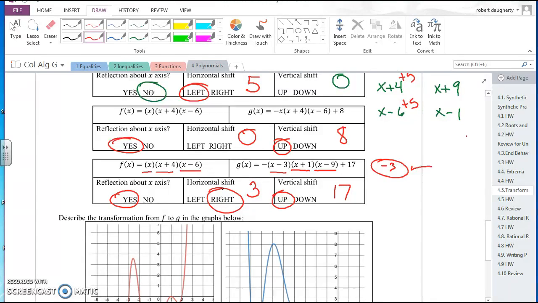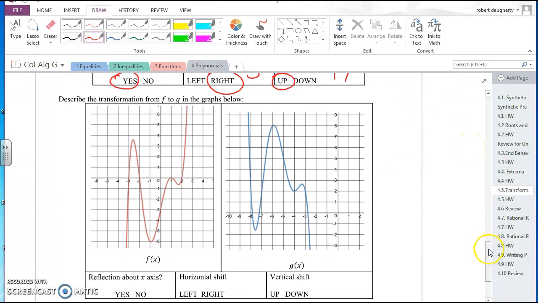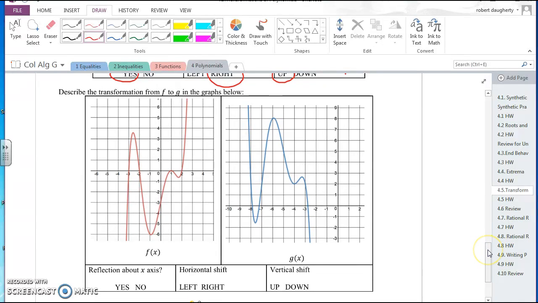So again, this should be an easier concept because you've seen it in the parent functions, so you should get it sort of right away. Let's continue on, and the next skill would be looking at a graph. So now what I'm asking you to tell me is look at the graph on the left, which is in red, and look at the graph on the right, which is in blue, and tell me what transformation happened to get me from the left graph to the right graph, okay?